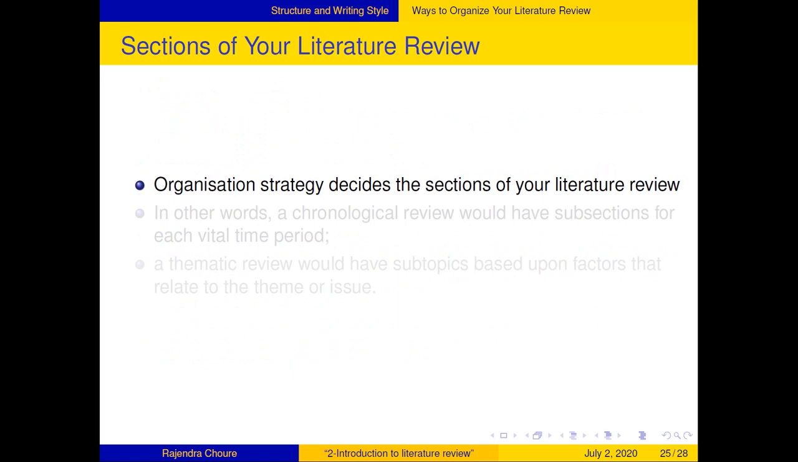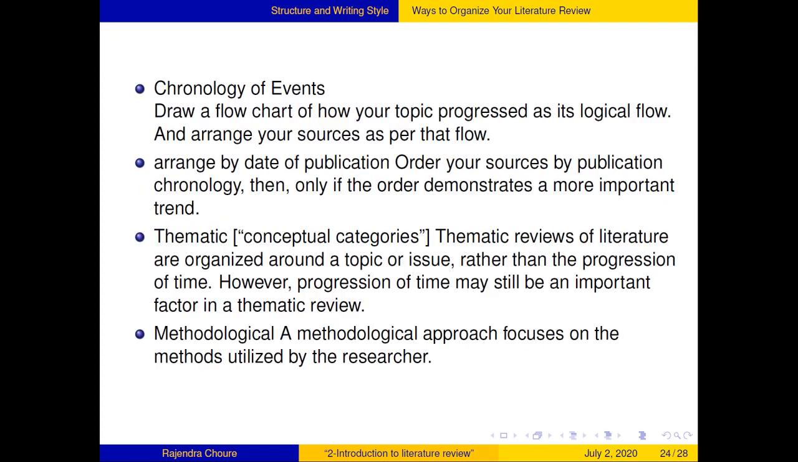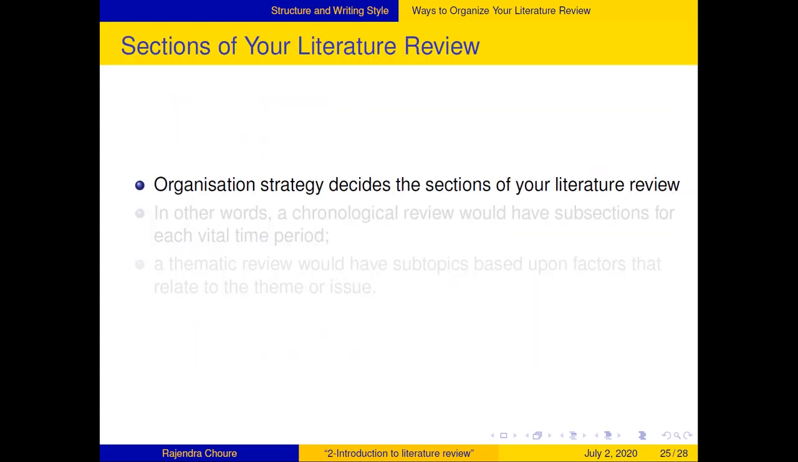Then, what are the different sections in your literature review? First, you have to decide which organization strategy you are going to use: the chronological style, or thematic, or methodological one. If you zero in on the review writing style, then you can decide the sections of your literature review. If chronology is there, then time-wise sections can be there. If a methodological review is there, then methods will be the sections.